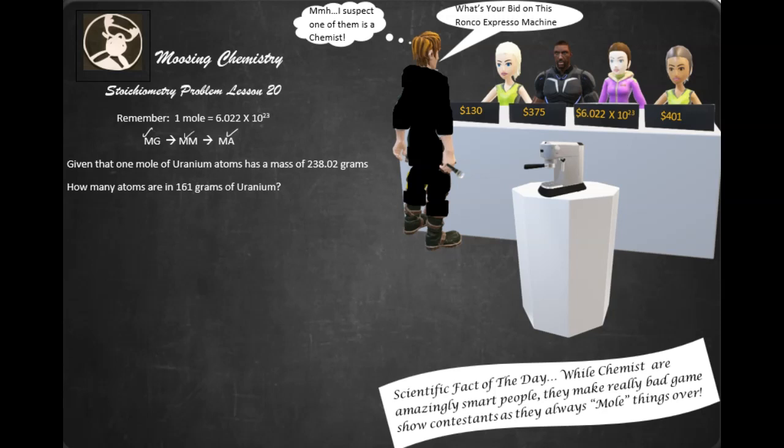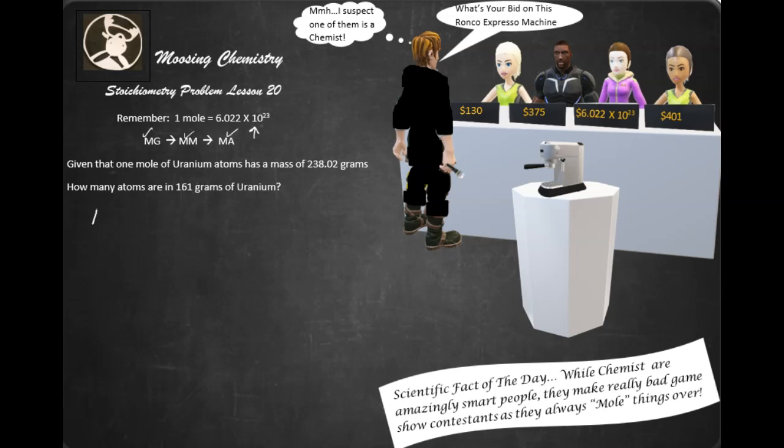Given that 1 mole of uranium atoms has a mass of 238.0 grams, how many atoms are in 161 grams of uranium? Well, you know that number is going to be less than this number right here, because 161 grams is a lot less than 238 grams. So let's go ahead and set this up.